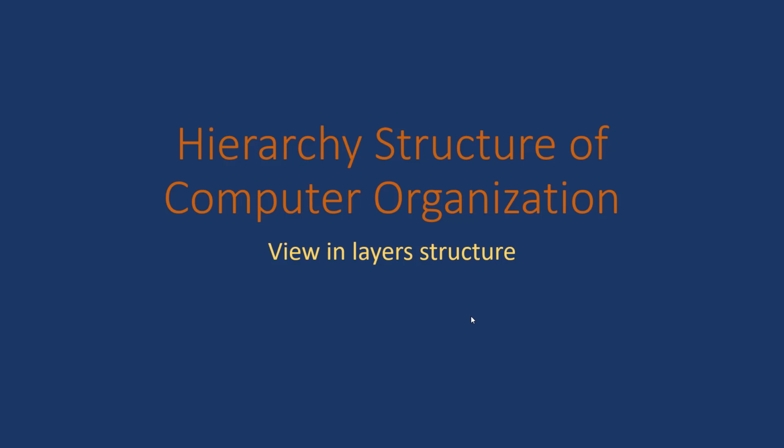In this video, I'm going to talk about the hierarchy structure of the computer organization. When we learn computer organization, we need to view the computer as a layered structure. Since a computer is a complex system, there are so many components, and each component has a different layer of the structure, with different functions and structures. So we are going to view each structure layer by layer to understand the structure and the functions.